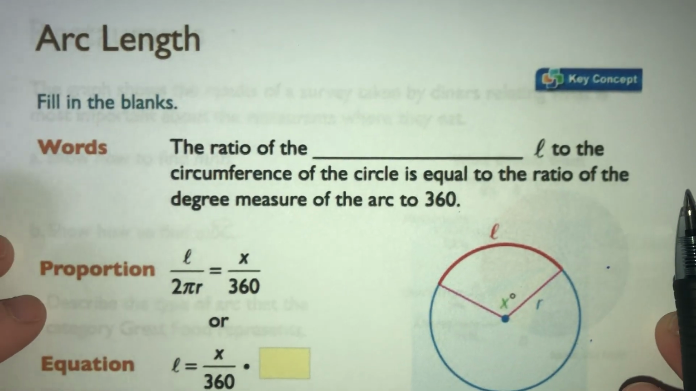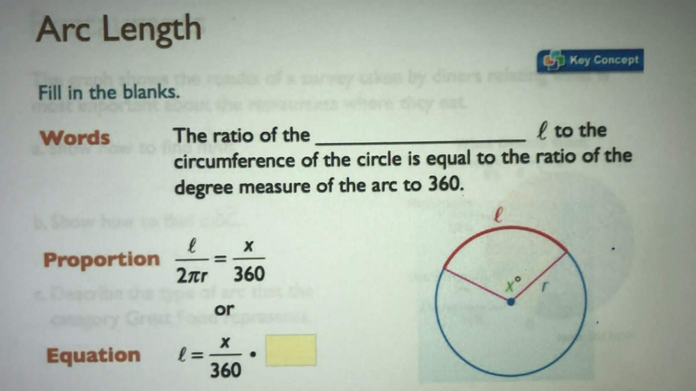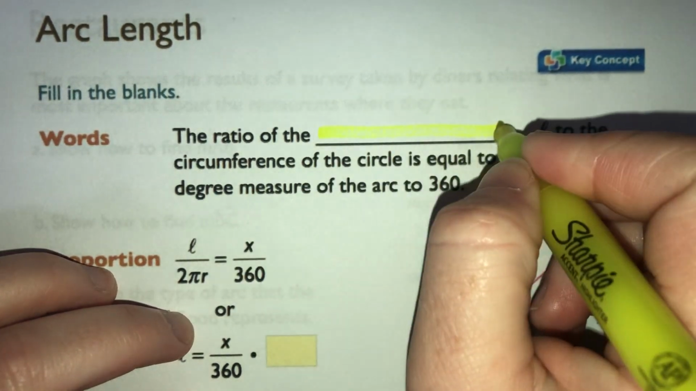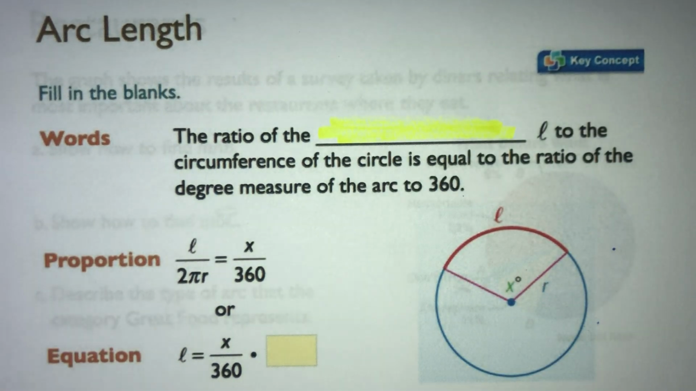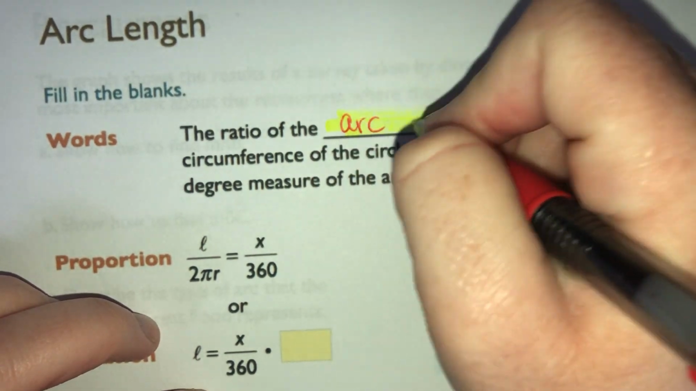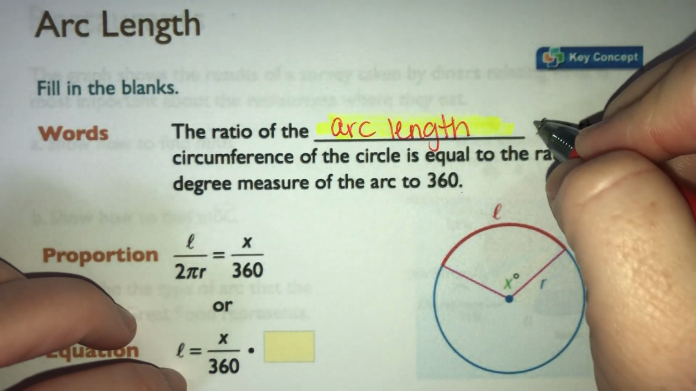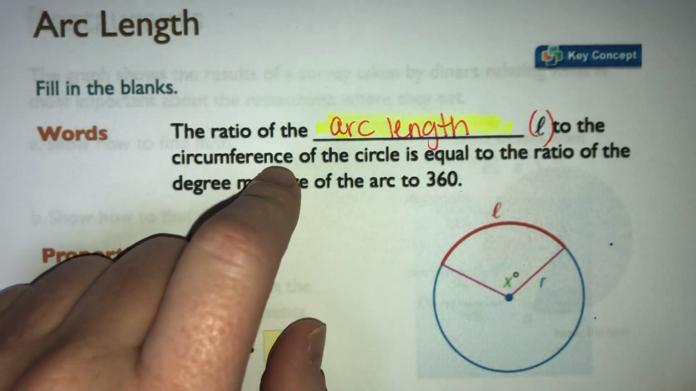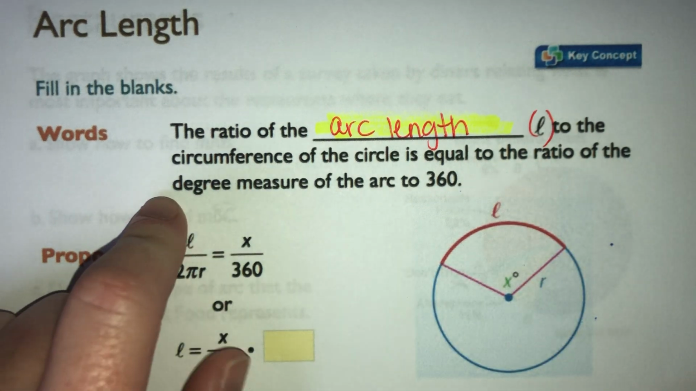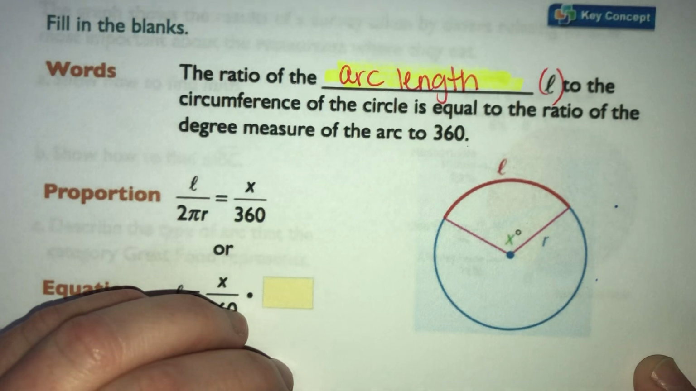So we're going to talk about how to find arc length now. All right, words. The ratio of the arc length, L, we call it L. Let me highlight this. The measure of the arc length, which we call L, to the circumference of the circle is equal to the ratio of the degree measure of the arc to 360. Right? So we're talking about proportions here.